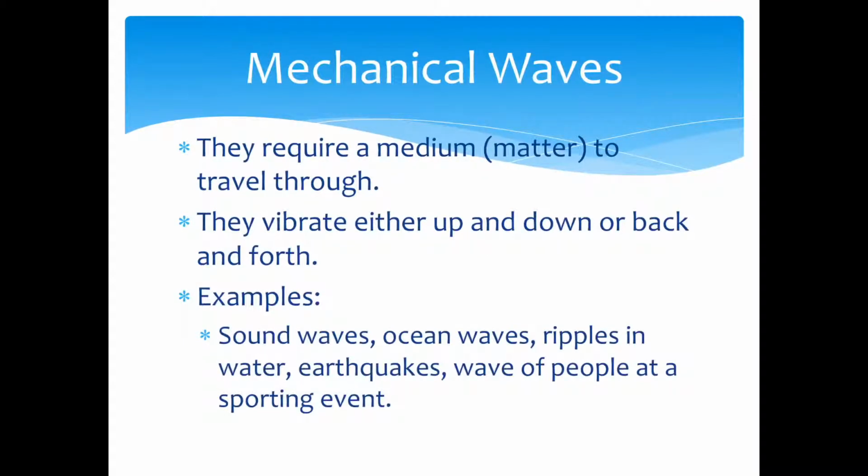So, mechanical waves. These require a medium to travel through. When I say medium, I mean some type of matter. So they either need a liquid, a gas, or a solid in order to travel. They vibrate either up and down or back and forth. So they either go something like this, or they go something like this. Some examples of mechanical waves are sound waves, ocean waves, ripples in water, earthquakes, waves of people at sporting events. All of these are things that you could be thinking about as we are going through this lesson.